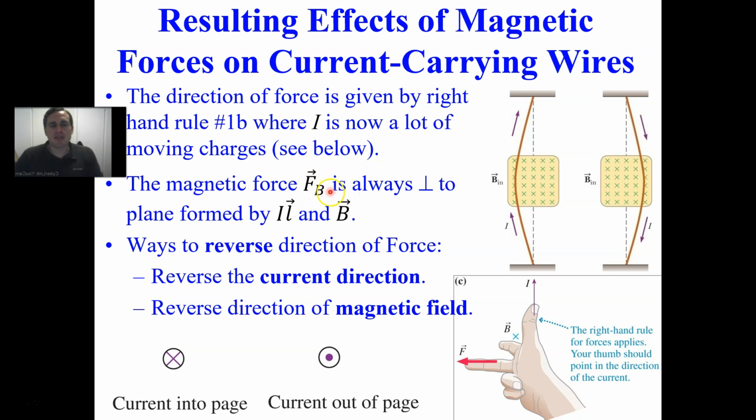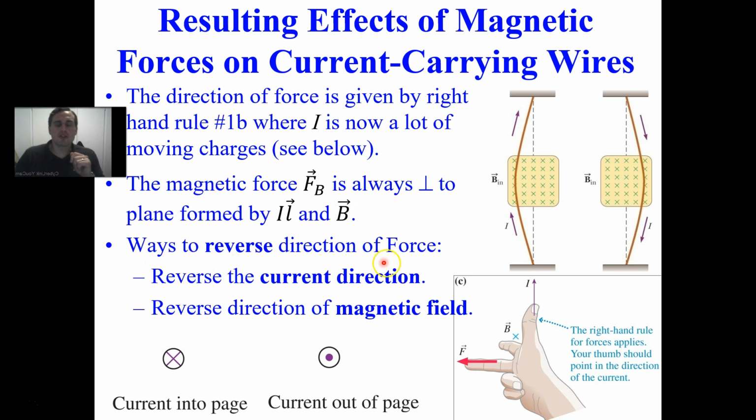So notice again, the magnetic force is always going to be perpendicular to the plane formed by the current times the length vector direction and the magnetic field vector. So even if the length vector and the magnetic field vector are not 90 degrees to one another, the magnetic force will always be perpendicular to that plane.